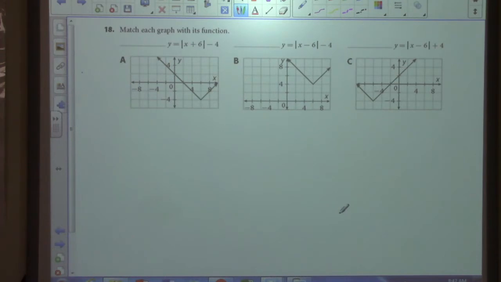Okay, here we have 18, match each graph with function. It should be pretty easy to do if you know what the vertex is. The vertex tells you what it is, and I'm just going to look at A here. We have a vertex at the point that looks like 6, -4. Which one of these is going to be 6, -4?